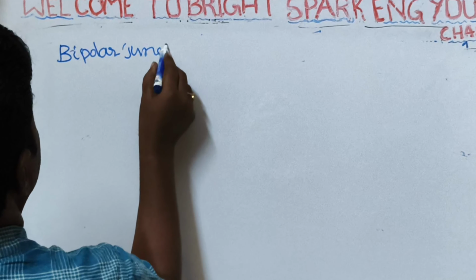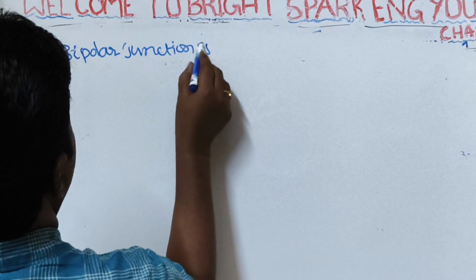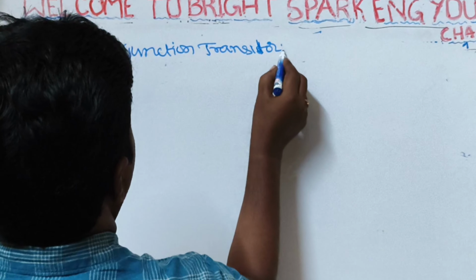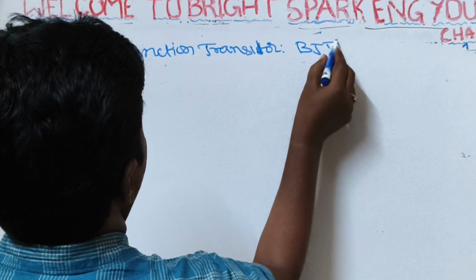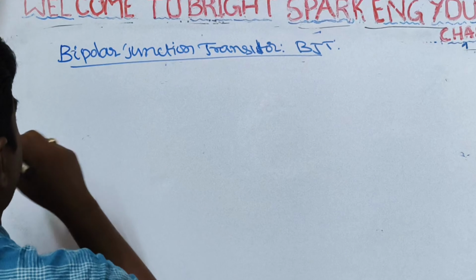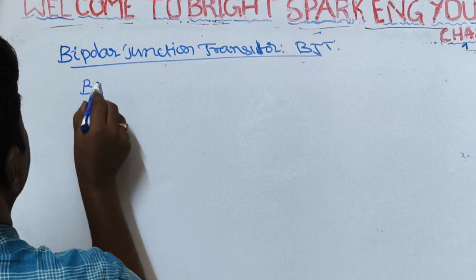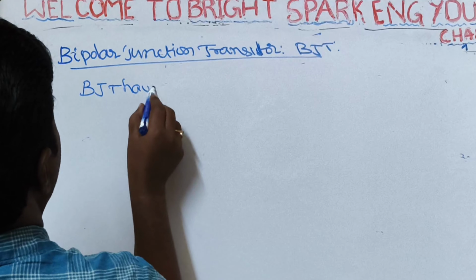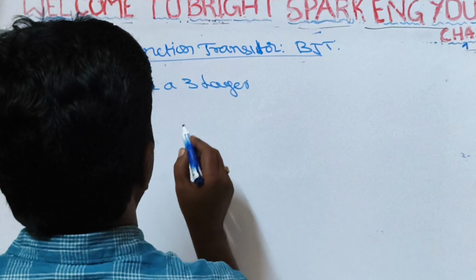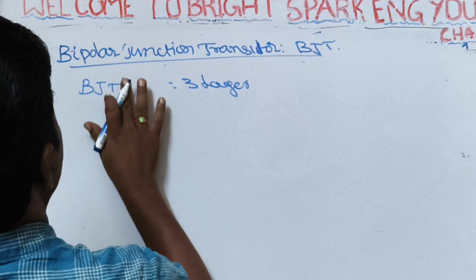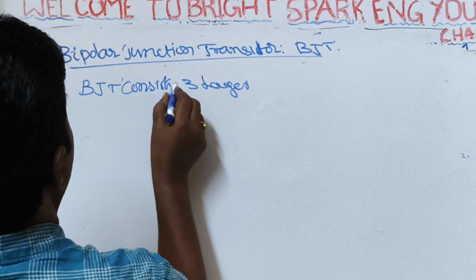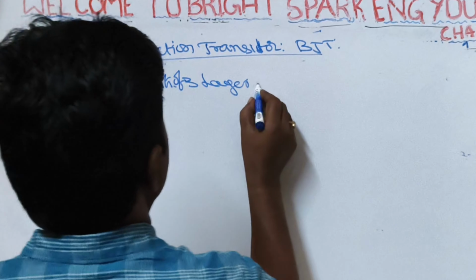Bipolar junction transistor, it is called BJT. BJT consists of three layers.